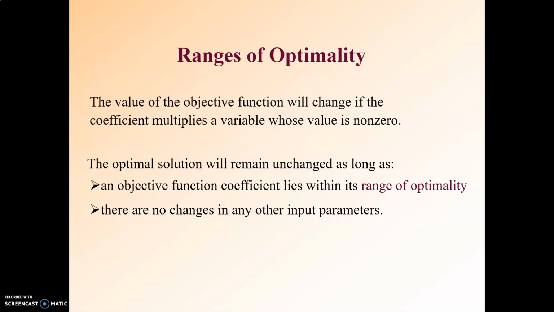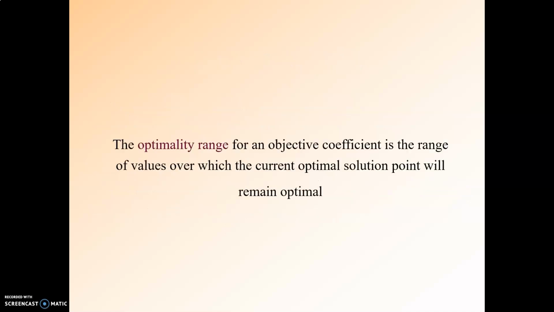There are no changes in any other input parameters. So we are assuming that there are no changes in other input parameters, that means the constraints, right? The optimal range for an objective coefficient is the range of values over which the current optimal solution will remain optimal. So this is the range between which my optimal solution will remain unchanged.